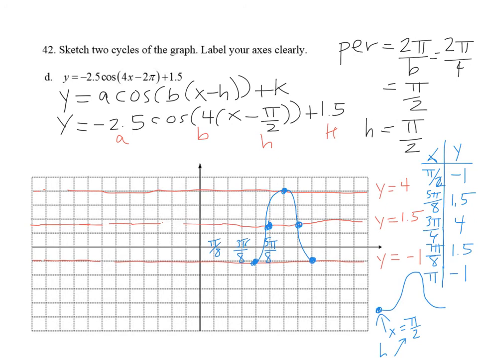We're being asked to draw 2 cycles, so if I just continue that pattern backwards or forwards, I'll have one more cycle. So notice when you look at my answer key, it doesn't really look like I graphed the phase shift, but I did. It just turns out that graphing one more cycle backwards ends up right on the y-axis, and that's just a coincidence.